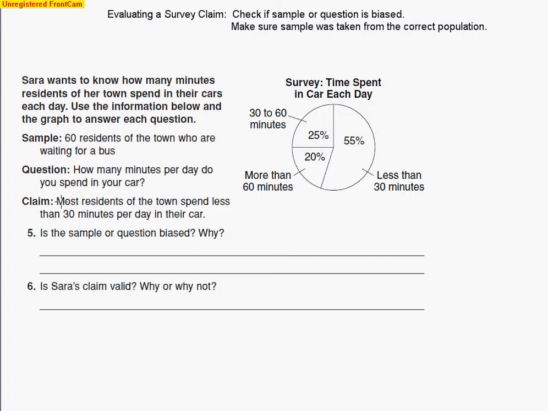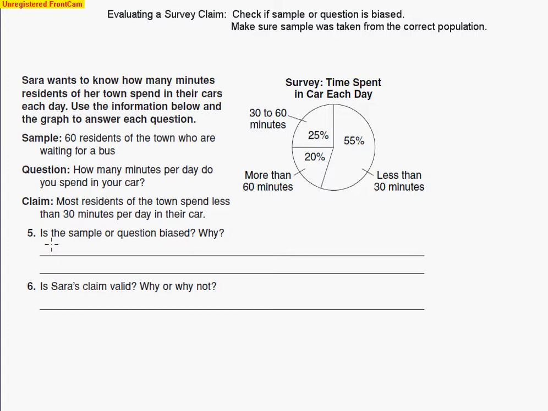Let's see what her claim was. Most residents of the town spend less than 30 minutes per day in their car. Well, that would make sense. It would seem as though if they're riding the bus, they're not going to spend a lot of time in their car. So let's read the question here. Is the sample or the question biased?